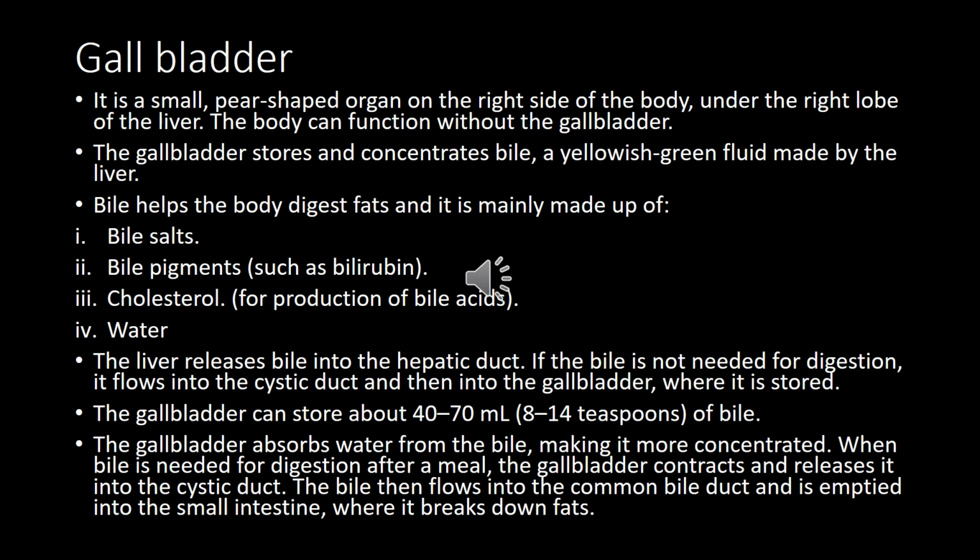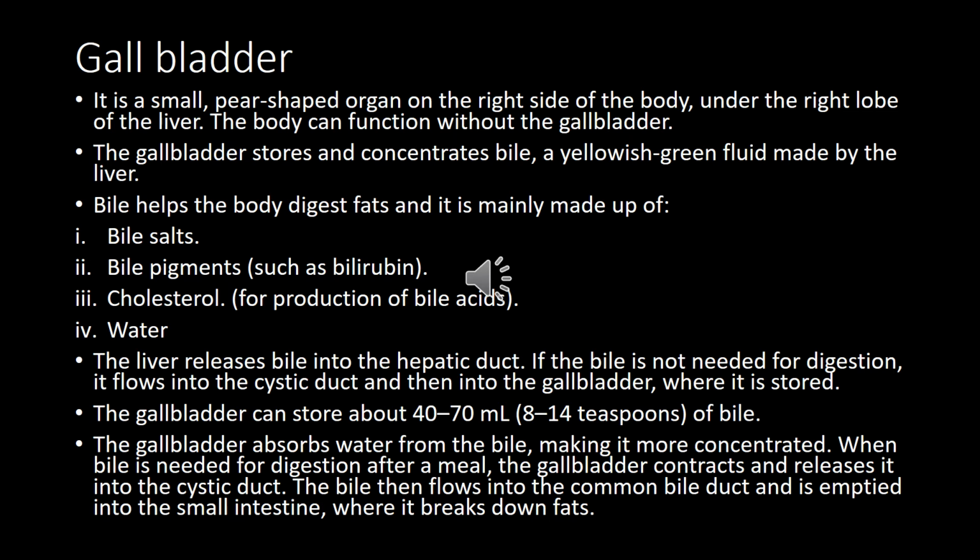The gallbladder stores and concentrates bile, and bile is a yellowish green fluid which is made by the liver, and bile helps the body to digest the fats. It's mainly made up of bile salts, bile pigments such as bilirubin, which is considered as the waste which is excreted out from the body through the feces, and cholesterol for the production of the bile acids, and the water. These are the four basic components of the bile.